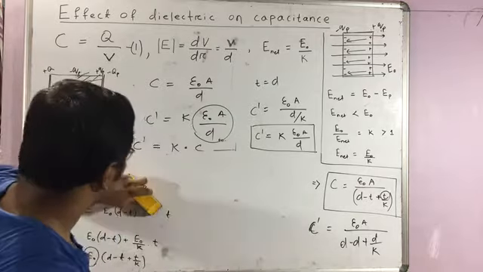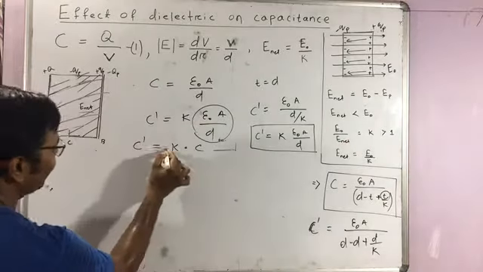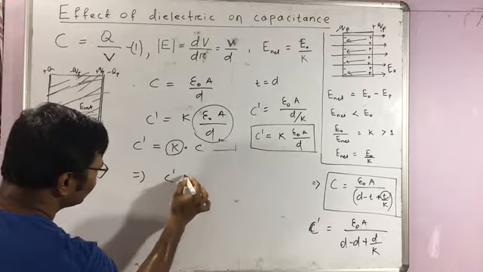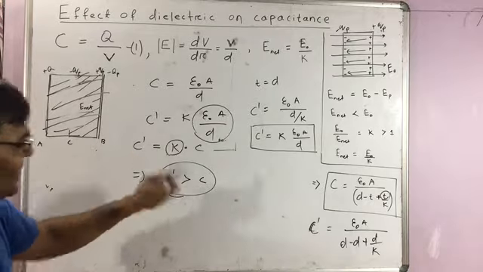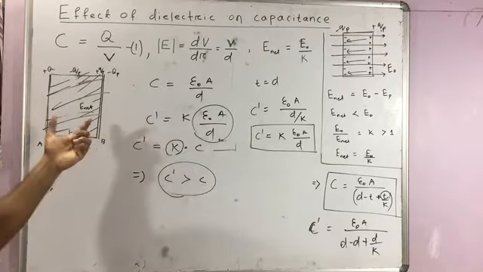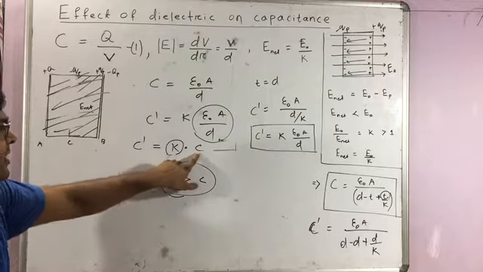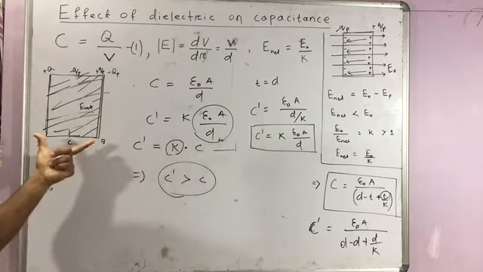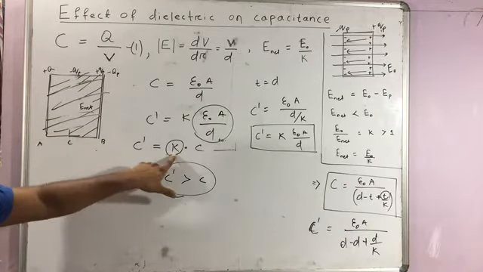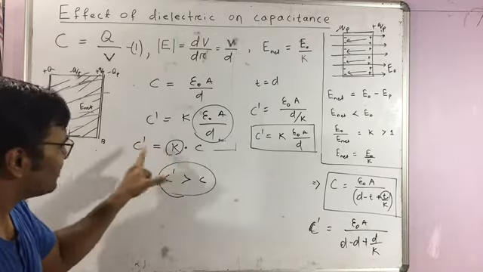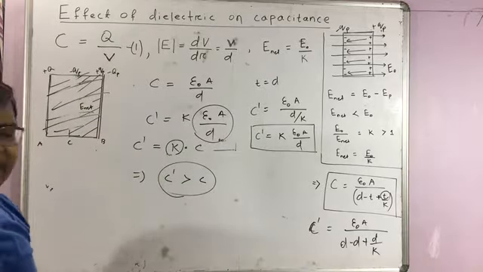And already we have told the value of K. The value of K is greater than 1. Since the value of K is greater than 1, we can say C dash is greater than your C. It means the capacity of the capacitor increases K times from what the value was earlier. C is the value of the capacitance when only an air gap was there, and C dash is the value of the capacitance when that air gap is filled by a dielectric of dielectric constant K. It means from this expression we can prove that the capacity increases with the introduction of a dielectric in between the gaps.